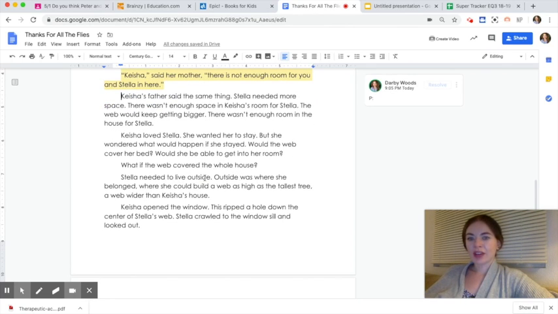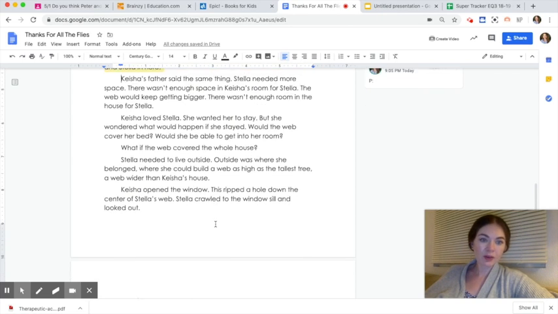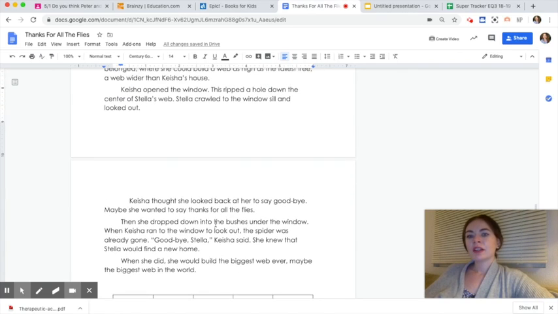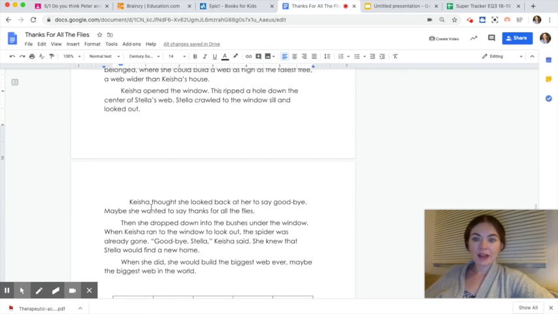Stella needed to live outside. Outside was where she belonged, where she could build a web as high as the tallest tree, a web wider than Keisha's house. Keisha opened the window. This ripped a hole down the center of Stella's web. Stella crawled to the windowsill and looked out. Keisha thought she looked back at her to say goodbye. Maybe she wanted to say, "Thanks for all the flies." Then she dropped down into the bushes under the window.